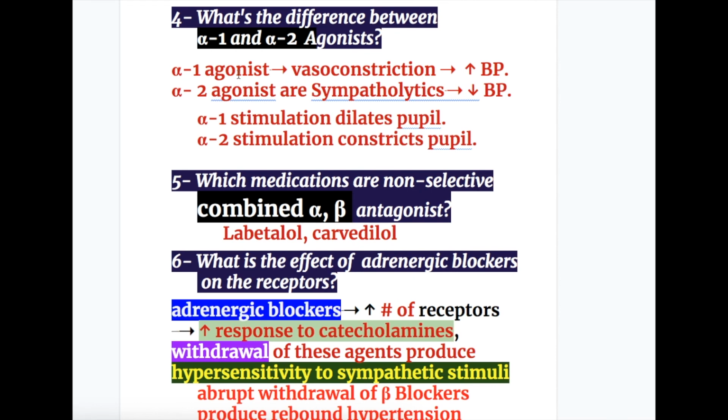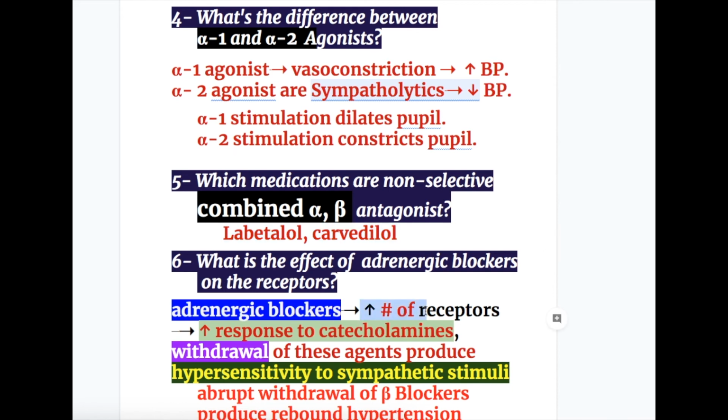Number 4, what's the difference between alpha 1 and alpha 2 agonists? Alpha 1 agonists are going to vasoconstrict and increase blood pressure. Alpha 2 agonists are sympatholytics and going to decrease blood pressure. Alpha 1 stimulation dilates pupil. Alpha 2 stimulation constricts pupil. Number 5, which medications are non-selective combined alpha and beta antagonists? Labetalol, carvedilol.